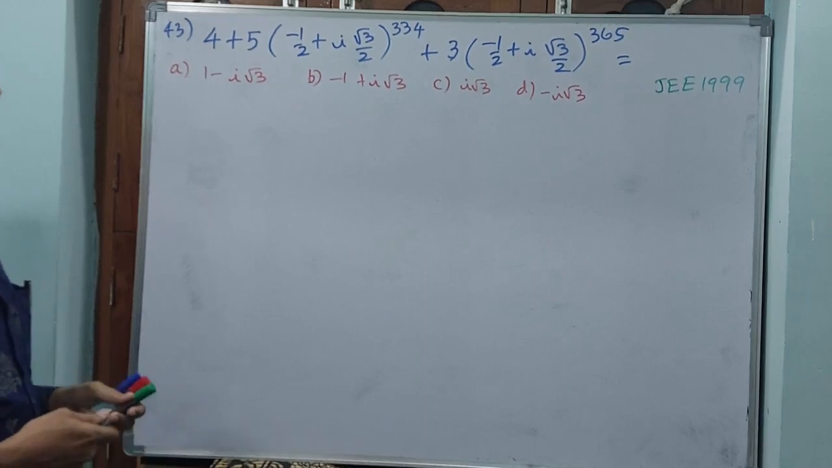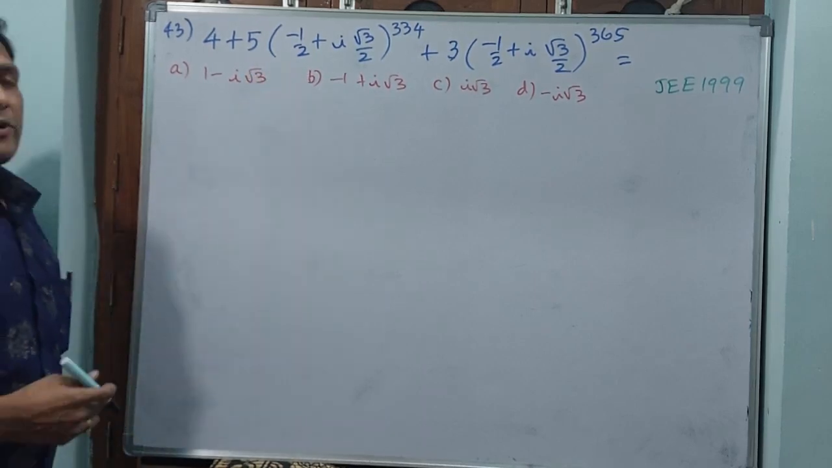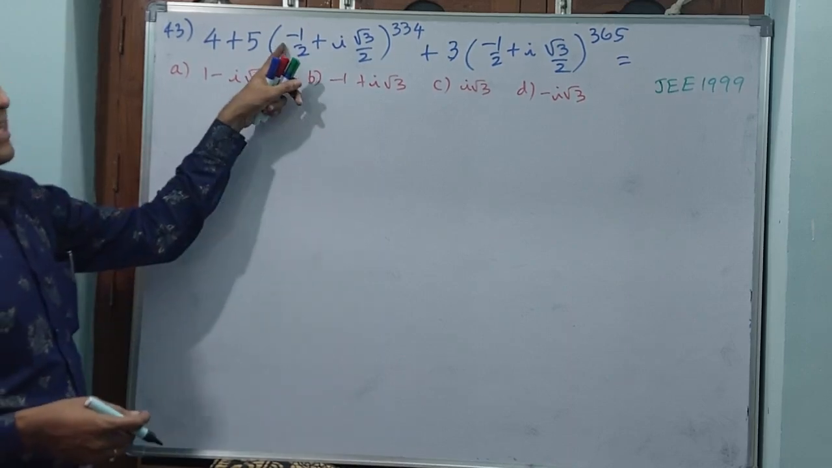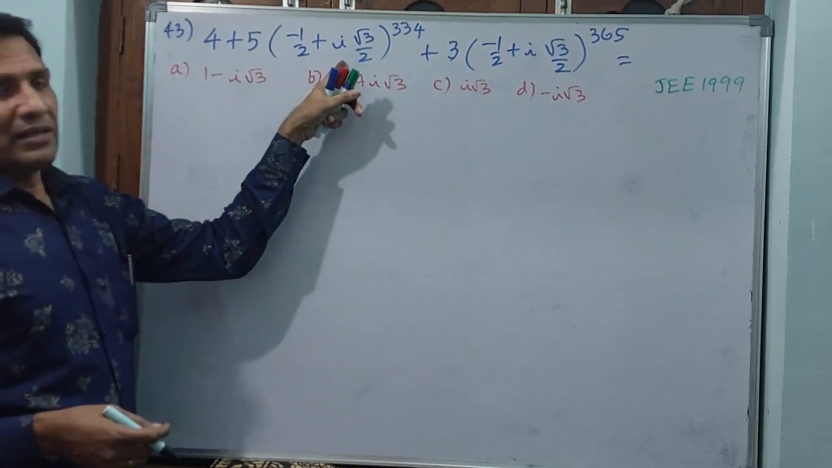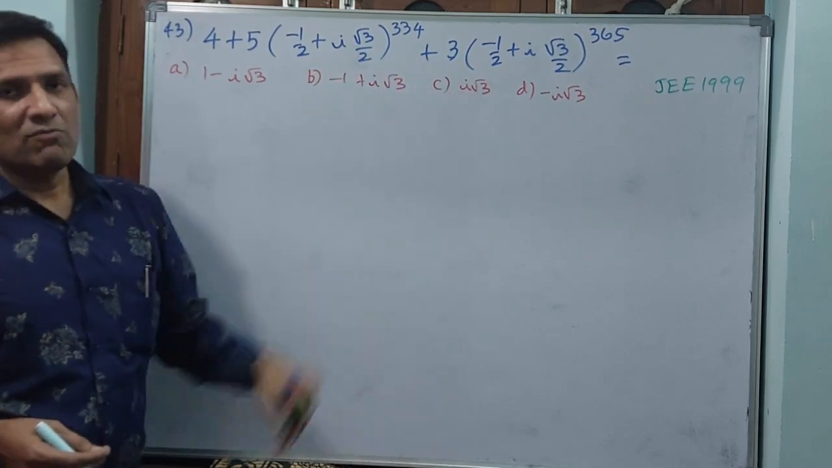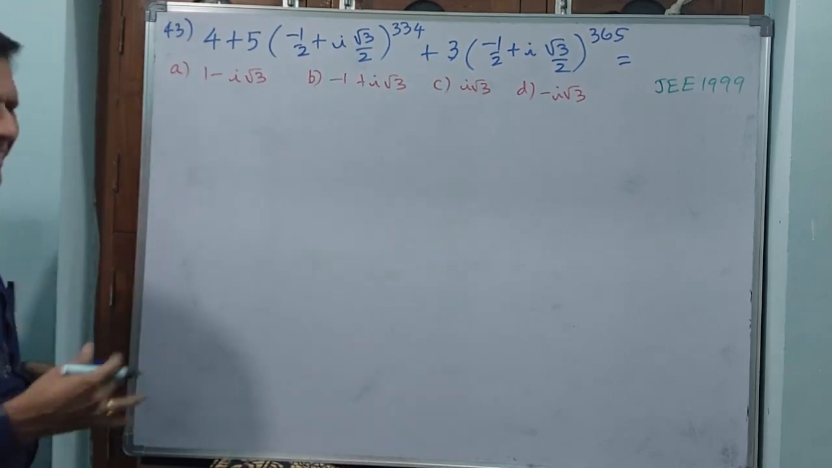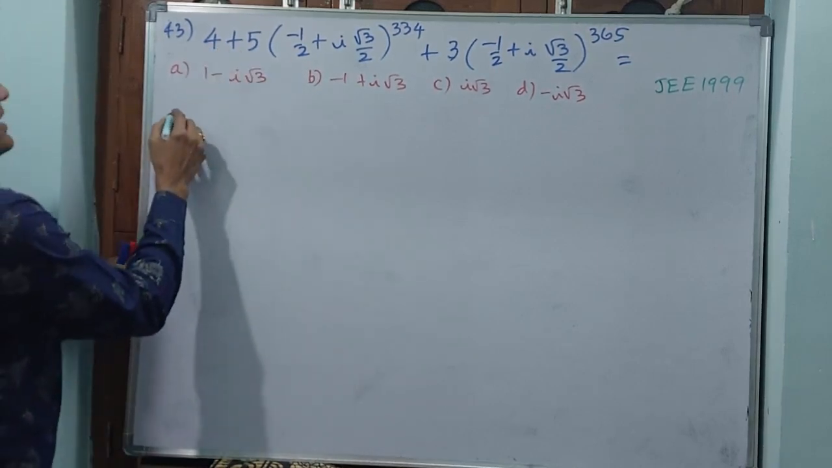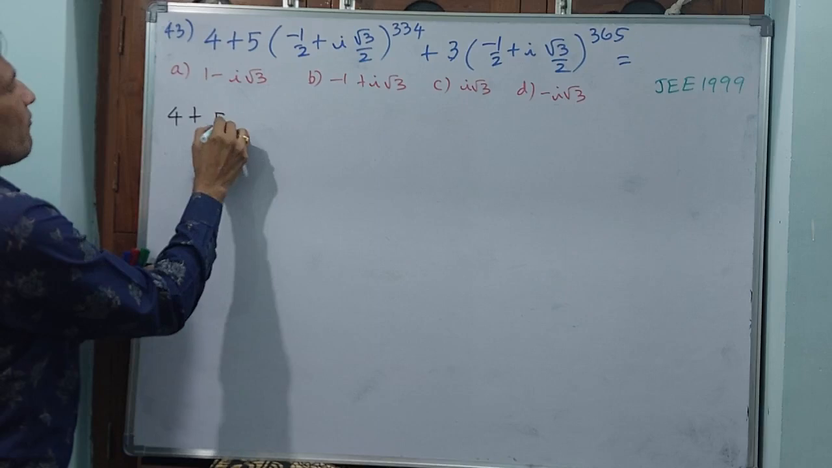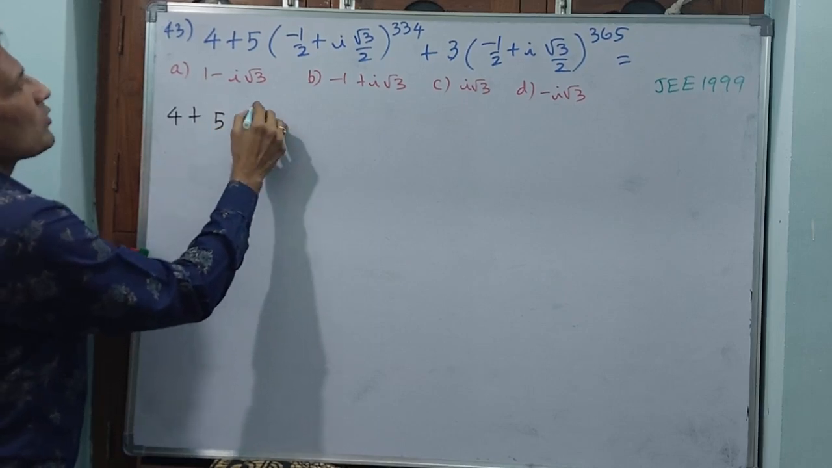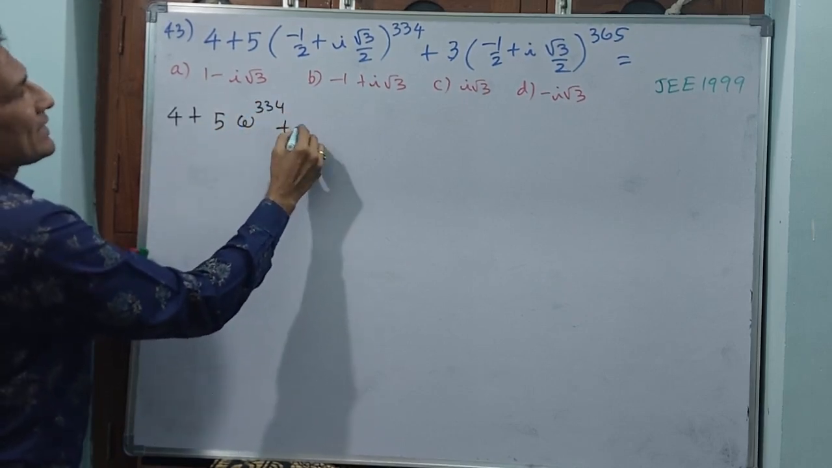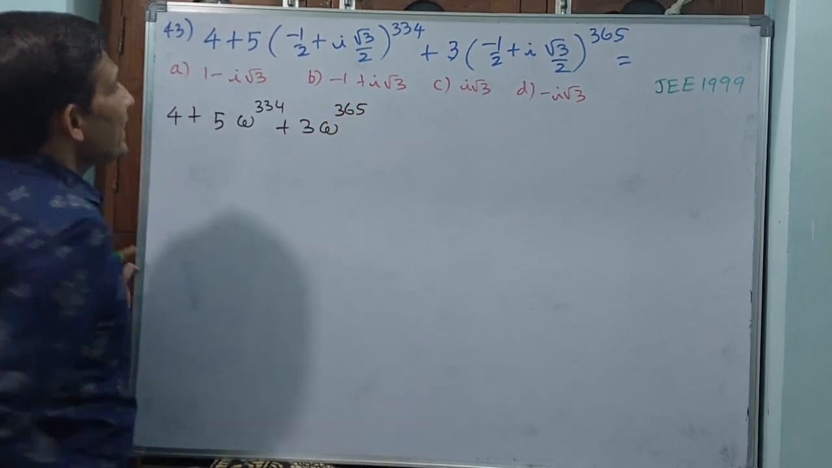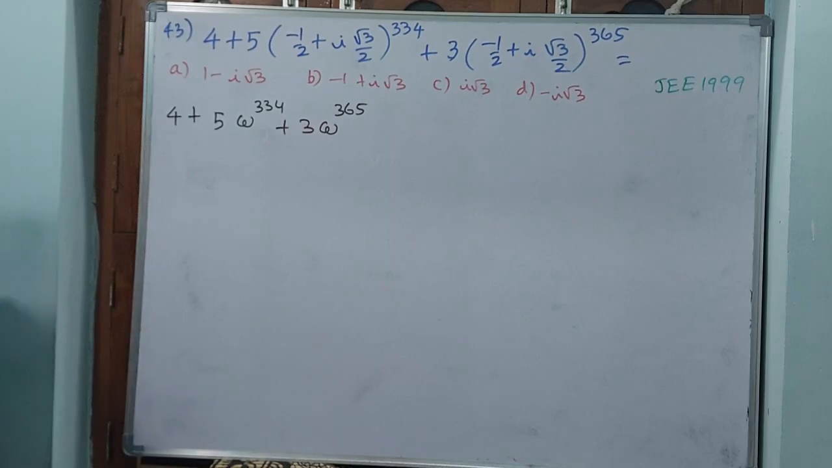See how I am tackling this question. What is minus 1 by 2 plus i root 3 by 2? Omega, that's all. Why? Because minus has come. Omega. Okay, both plus only, omega. If minus comes, omega square we can take. Like that, this is standard practice. Okay. You take omega. You see what I am writing? 4 plus 5 omega to the power of 334 plus 3 omega to the power of 365. Shall I write like this? Why? Because this I have taken as omega, that's all. Okay?